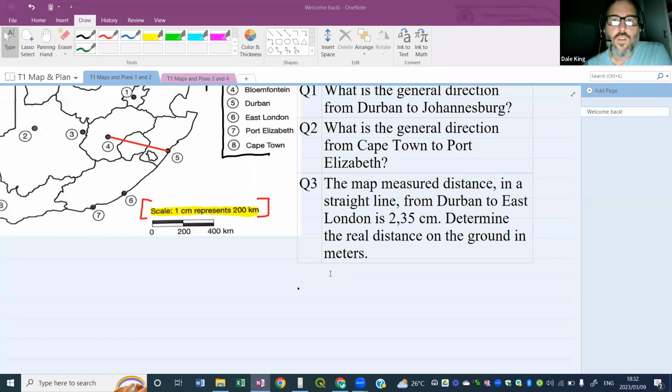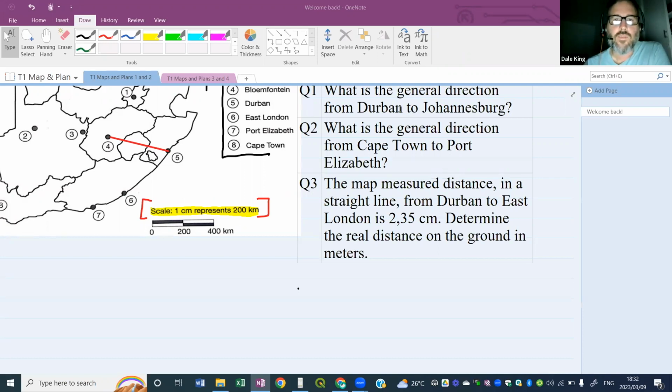I've measured the distance for you, so you don't have to. I'm telling you that the measured distance is 2,35 centimeters. So I've done that for you. In the exam, you will measure with a ruler, but I'm telling you in the question that the map measured distance is 2,35. So you just got to do the calculation. You don't have to measure anything. Sure, Pabalo, that's huge. Oh my gosh. That's a big number.